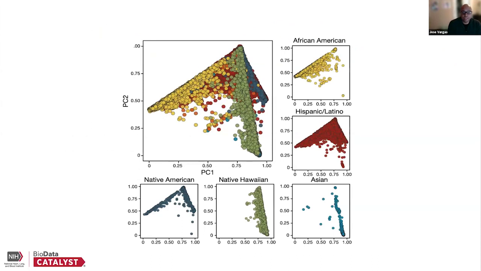In any case, you can see here the difference in population structure. This is principal component 1, principal component 2. This is a standard way to get a rough idea of the population substructure in genetic studies. And you can see how the population substructure really varies across different ethnicities. These are African Americans, Latinos, Asians, Native Hawaiians, and Native Americans. You can see how each of these groups has a different genetic architecture.